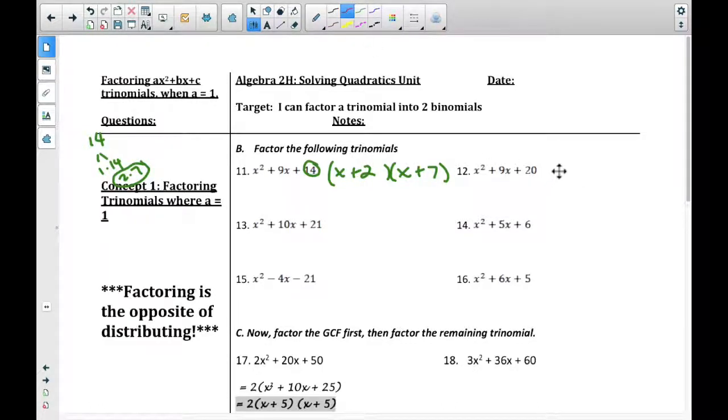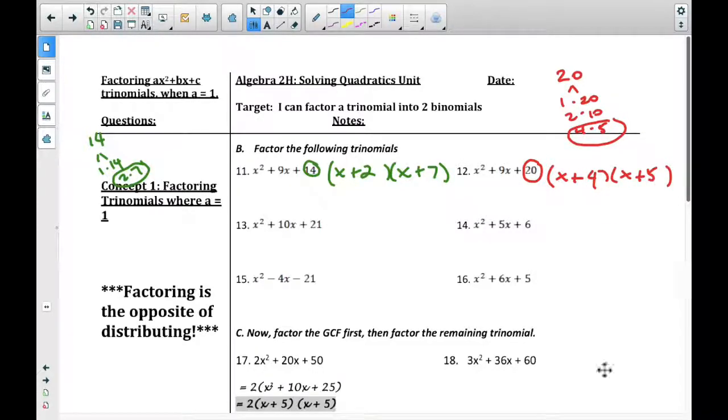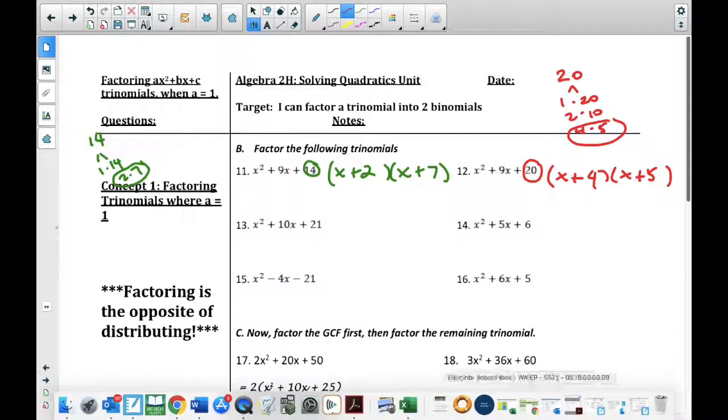Okay, once again, to start it, I'm going to start with two parentheses. And also, because they're all pluses, I know that my inside parentheses are pluses. We'll get to minuses in just a second. Then I look at my C term, my last term, and I basically think of what are the factors. I can multiply 1 times 20, I can multiply 2 times 10, I can multiply 4 times 5. Which one of those would add up to 9? Well, 4 and 5 add up to 9, so that's what we put in our parentheses. So that's how you factor a trinomial.